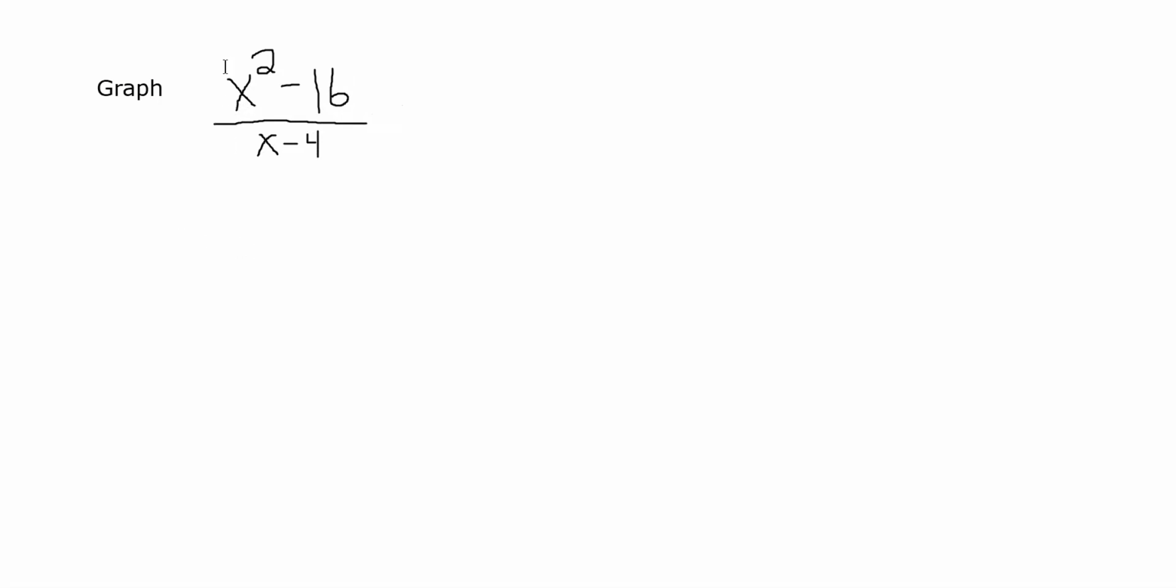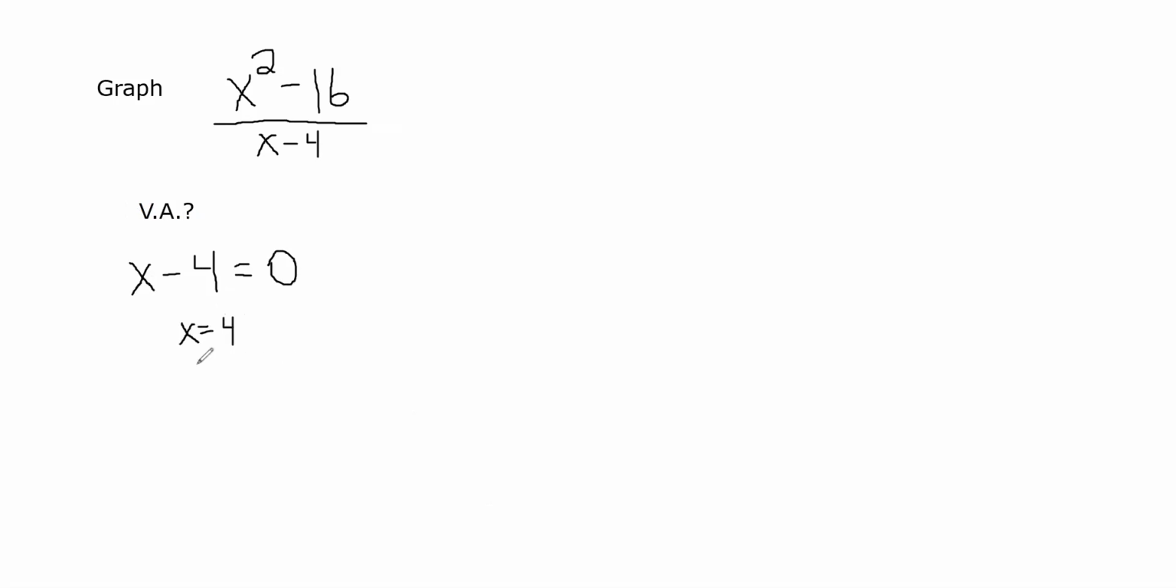Well, if we can tell it's rational, we have the ratio of two polynomials, a second degree polynomial divided by a first degree polynomial. So once you know it's rational, you already know you're looking for asymptotes. So let's start off with any vertical asymptotes. The only potential candidate for a vertical asymptote, we would set the denominator equal to 0. And when we solve for x, we get x equals 4.